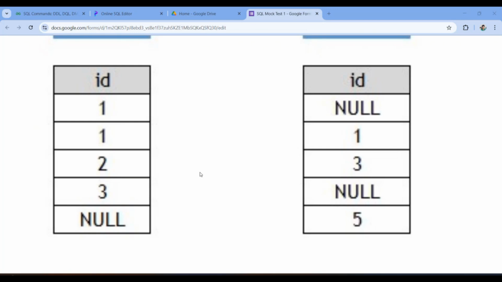3 plus something now every time, right? Left join, 3 plus. How many things which was not matched? Null was not matched. 2 was not matched, right? So 3 plus 2, 5. Right join, 3 plus how many? 3 plus 3, which is 6.